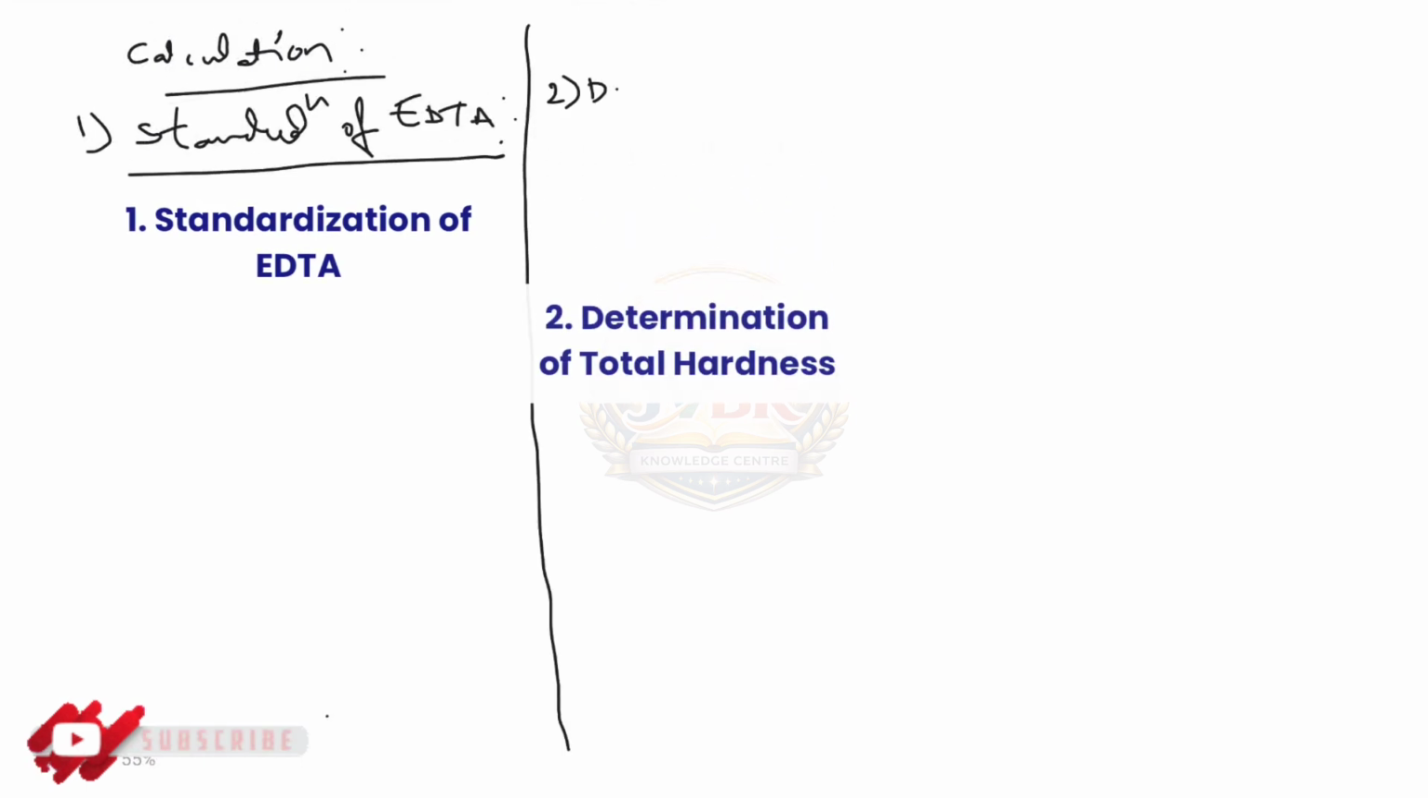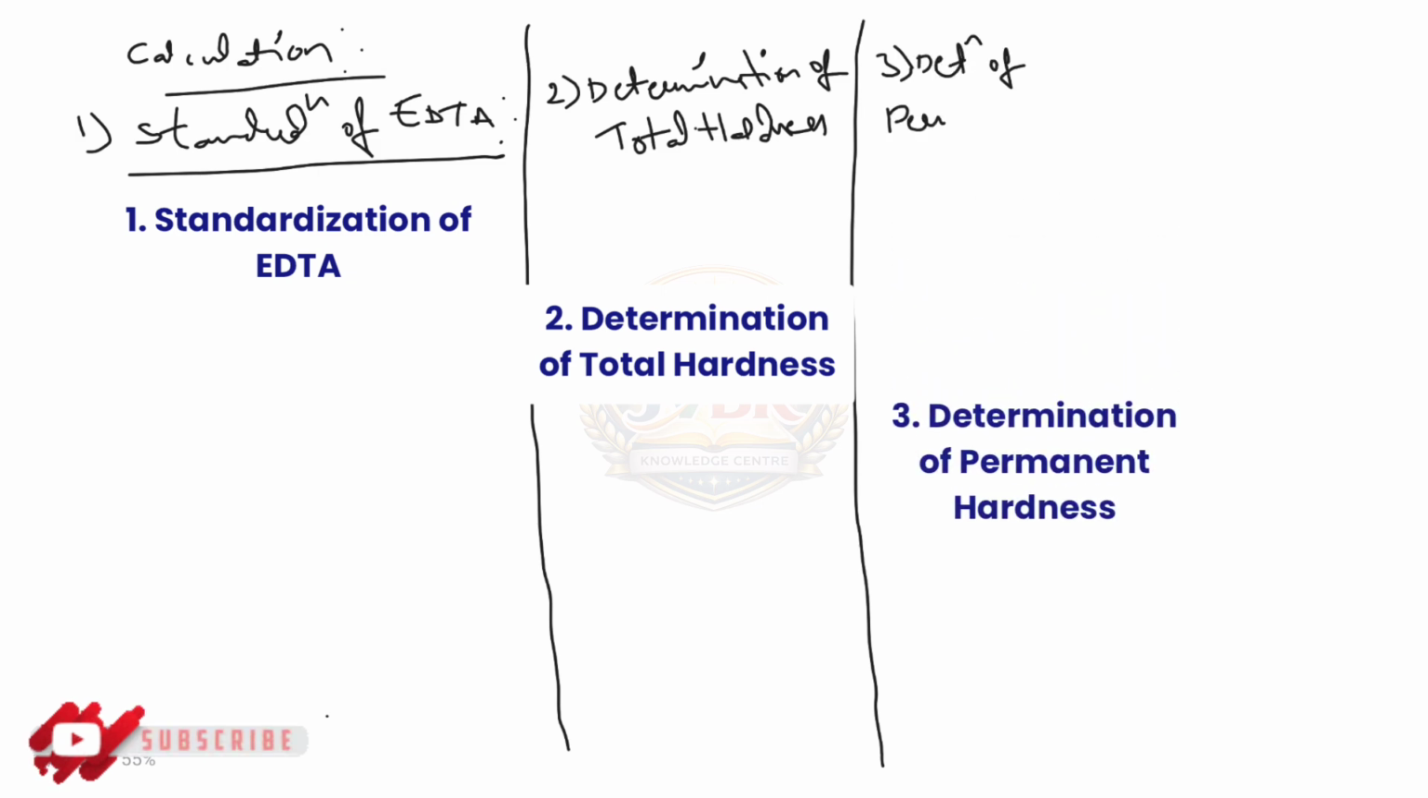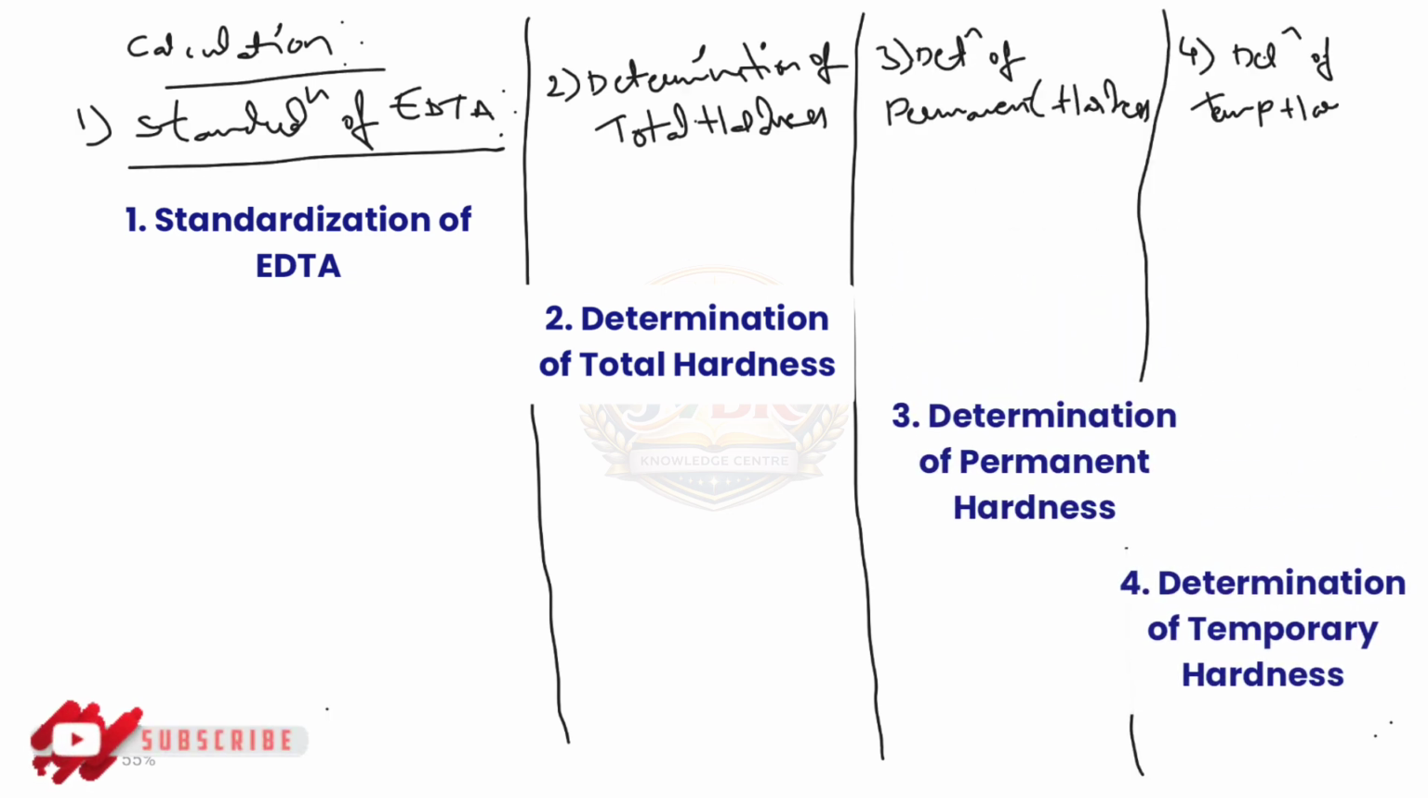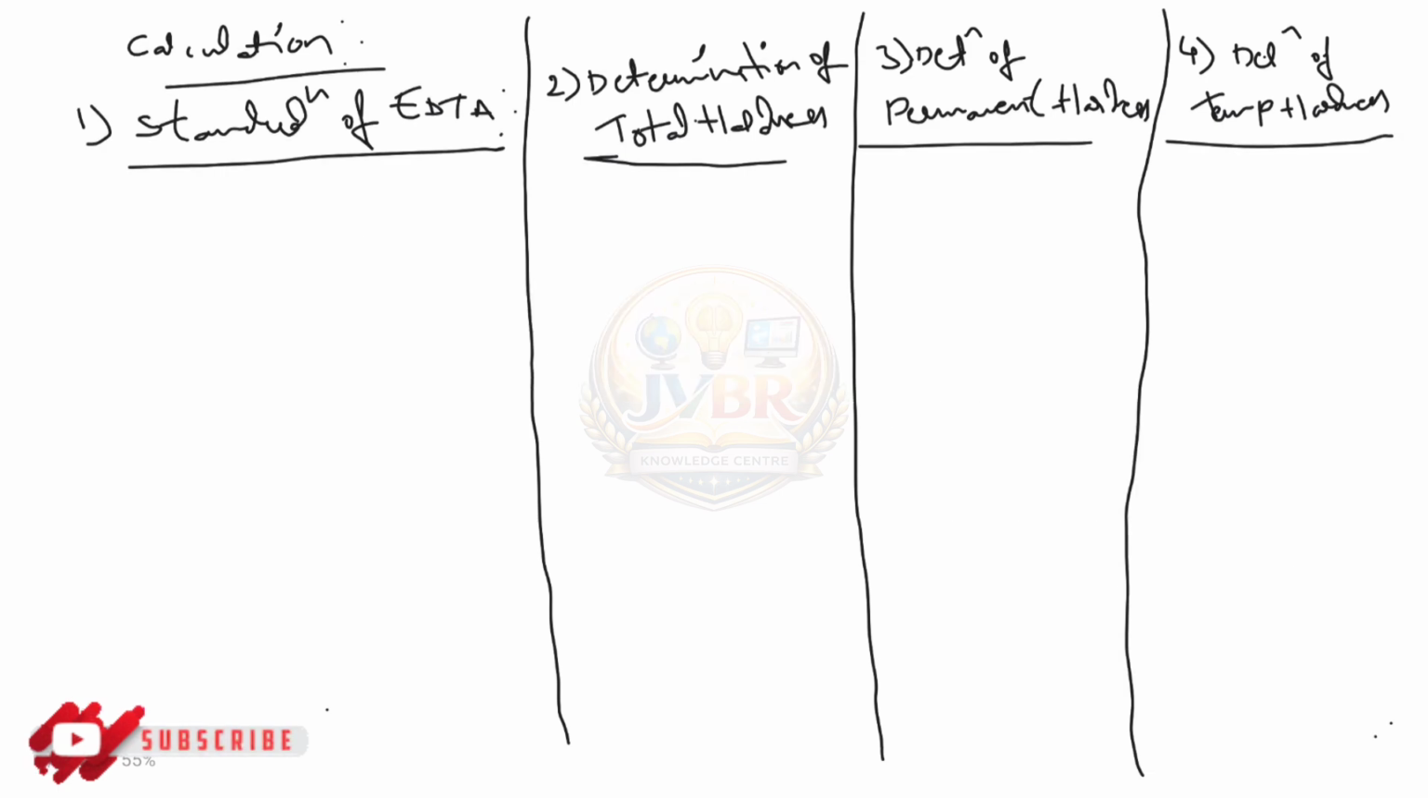In the calculation also there are 4 steps. First one, standardization of EDTA. Second, determination of total hardness of water sample. Third, determination of permanent hardness of water sample. Fourth, determination of temporary hardness of water sample. Coming to the first one, standardization of EDTA.